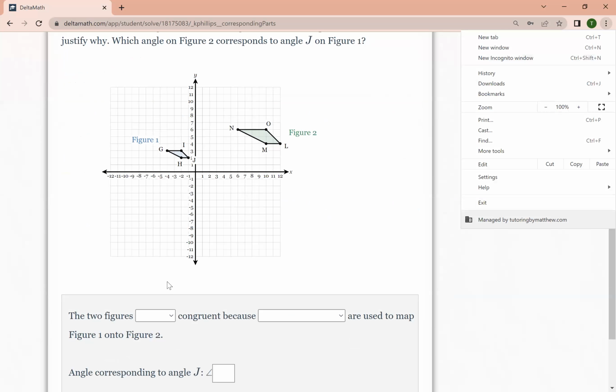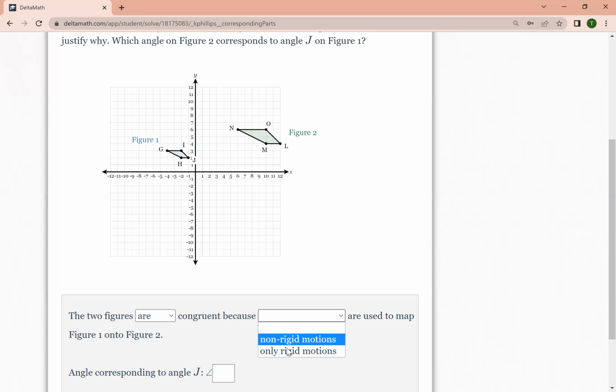So the two figures appear to be congruent. Kind of visually, you do almost want to count the number of squares. There's two rectangles there, and then there's one, four there, and you want to make sure that it all kind of maps out. But they do appear to be congruent because only rigid motions are used to map the figures. And J, where's J? J is over here on the right. That corresponds to L there on the left.